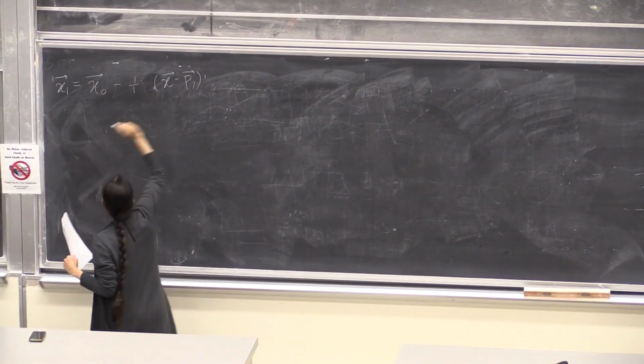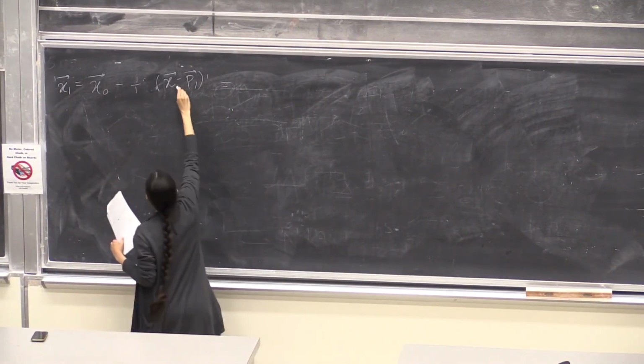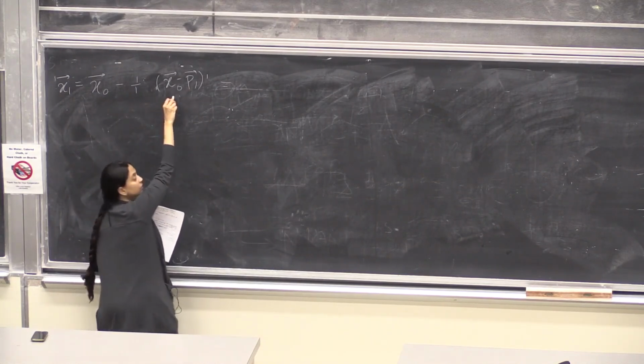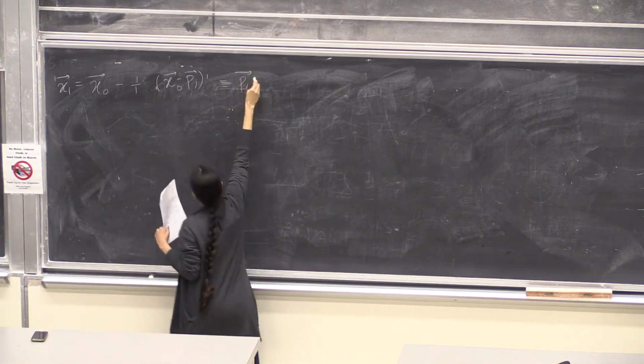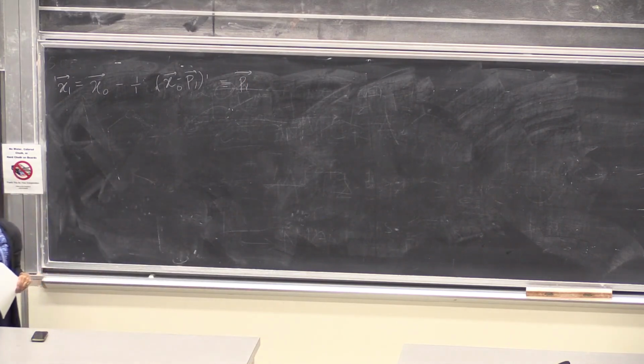Okay, and what is this equal to? So I have x naught minus x naught. So this is equal to exactly p1. Right? Everyone following me? Okay.